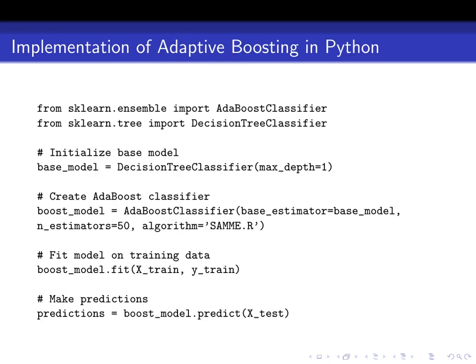This code snippet demonstrates implementing adaptive boosting in Python using scikit-learn. It uses decision stumps as base models and applies the AdaBoost algorithm. The code shows how to initialize, train, and predict using the AdaBoost classifier.